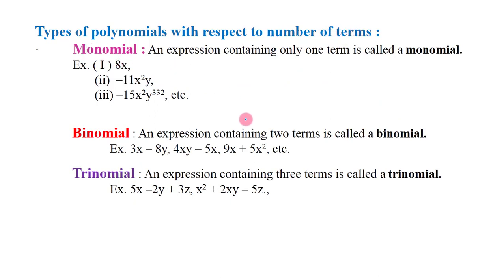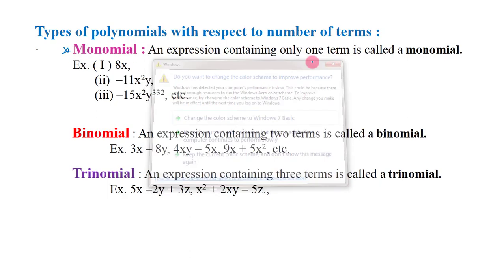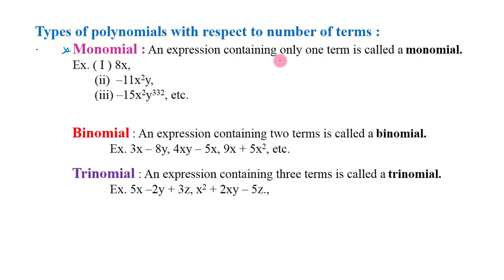Now let us see the types of polynomial with respect to the number of terms. On the basis of the number of terms, we can classify polynomials into different types. The first type is a monomial. Monomial means an expression or a polynomial which contains only one term. And binomial means what? Any polynomial which contains two terms in it is called a binomial. And if it contains three terms in it, a trinomial.